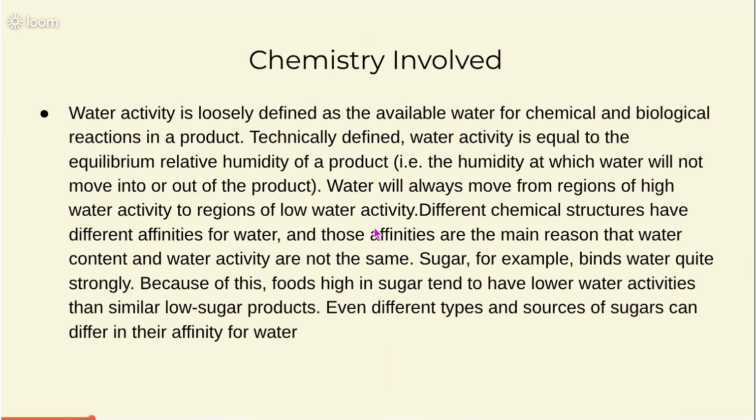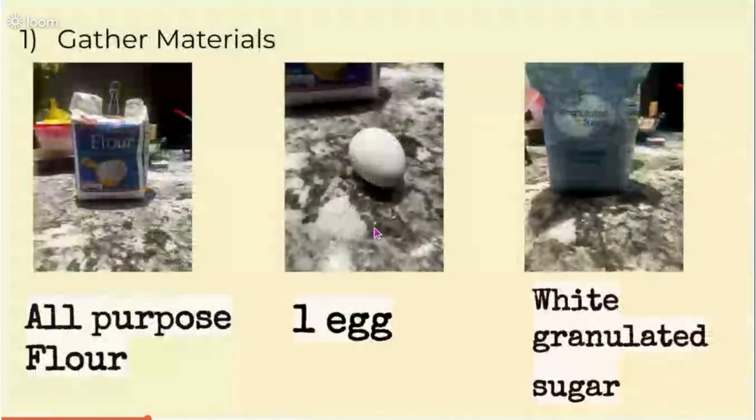Different chemical structures have different affinities for water, and those affinities are the main reason that water content and water activity are not the same. Sugar, for example, binds water quite strongly, so foods high in sugar tend to have lower water activities than similar low sugar products. Even different sources of sugars can differ in their affinity for water.